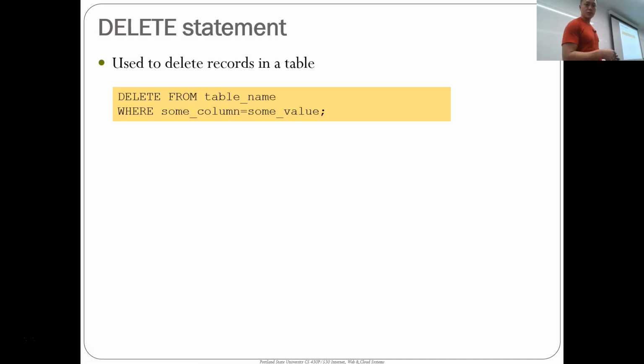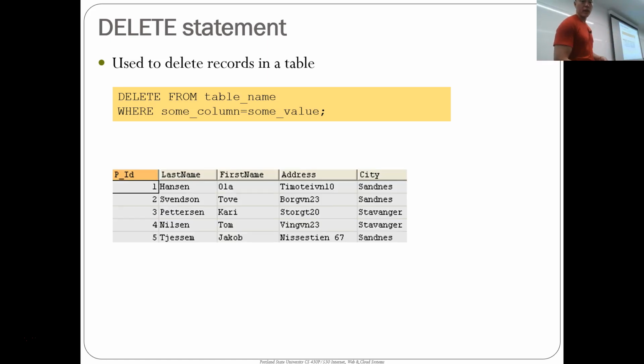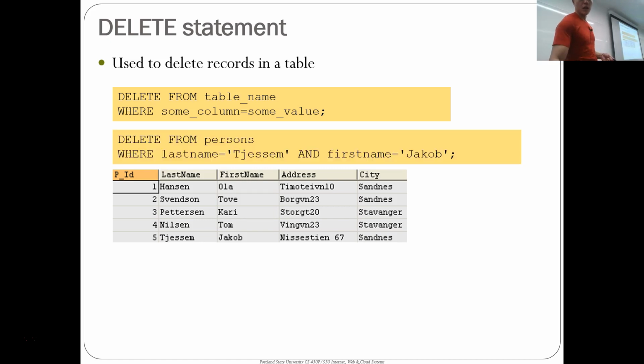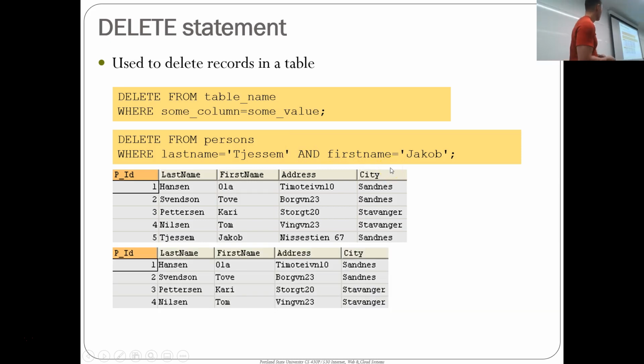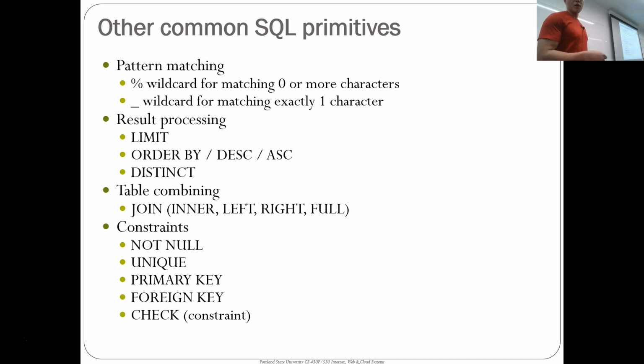And then the last one is the delete. Delete from that table where some column is equal to some value. So if I have this as a table, delete from persons where the last name is this, the first name is that, and then it'll just delete that row. So as a stretch goal, being able to delete bubble shop entries would be nice to have in your web app. Okay, there are other SQL primitives that you can use, but you don't need any of these for your web app.